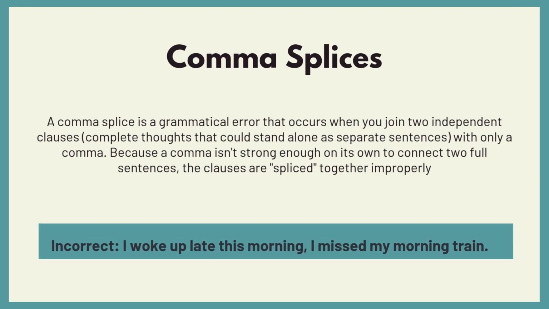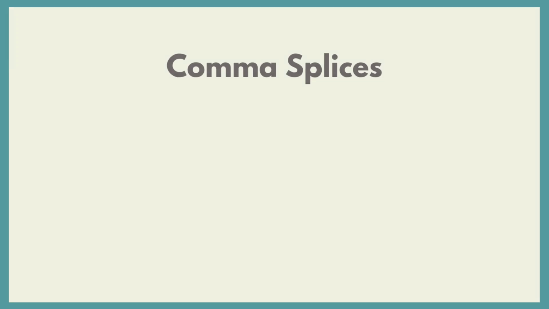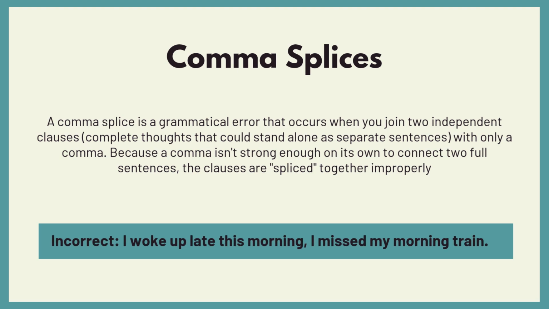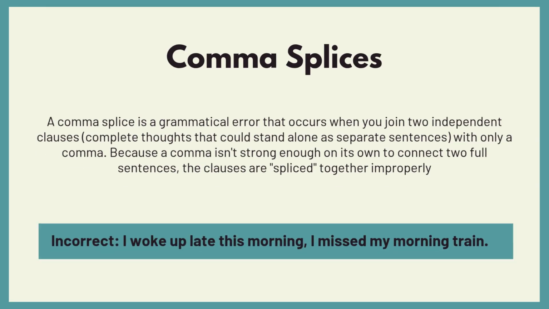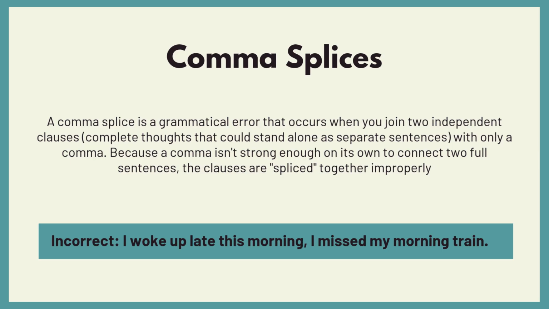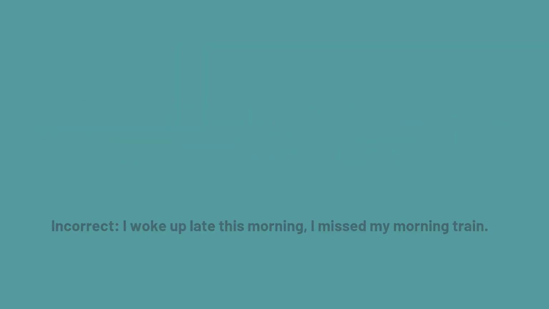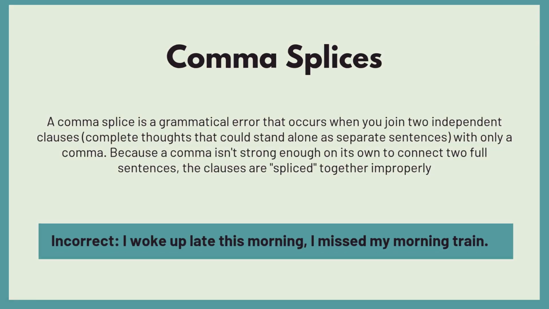Comma splices. A comma splice is a grammatical error that occurs when you join two independent clauses, complete thoughts that could stand alone as separate sentences, with only a comma. Because a comma isn't strong enough on its own to connect two full sentences, the clauses are spliced together improperly. Incorrect. I woke up late this morning, I missed my morning train.